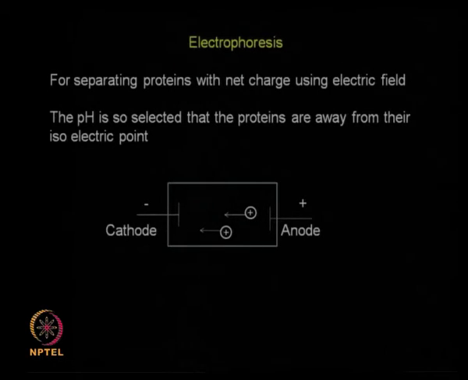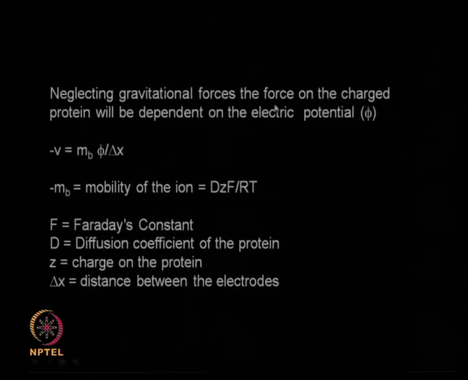You agree? Now if you neglect gravitational forces, the force on the charged protein will depend on the electrical potential, that means how much potential I am applying, and the mobility divided by delta x. Delta x is the distance between the two electrodes. So if delta x is very large, the velocity at which the protein is moving will decrease. If my electrical potential is large, the speed at which the protein is moving will be high, and if the mobility is very large, then the speed will also be very high.